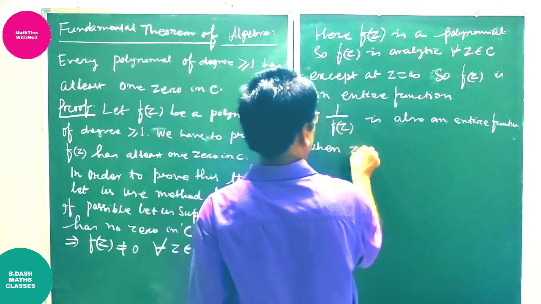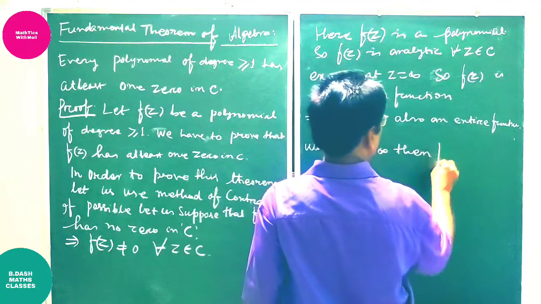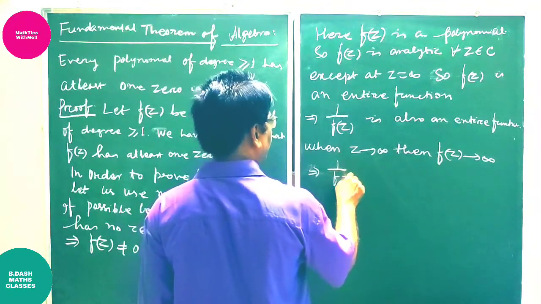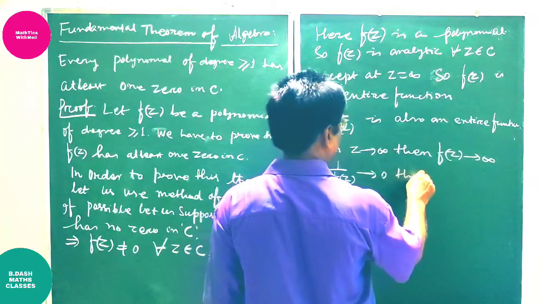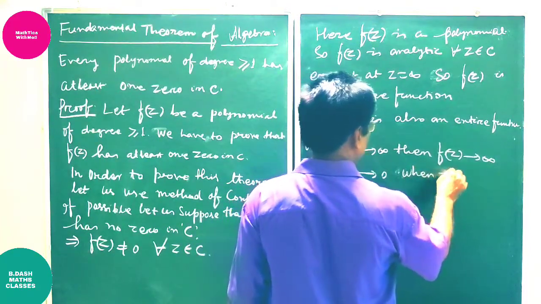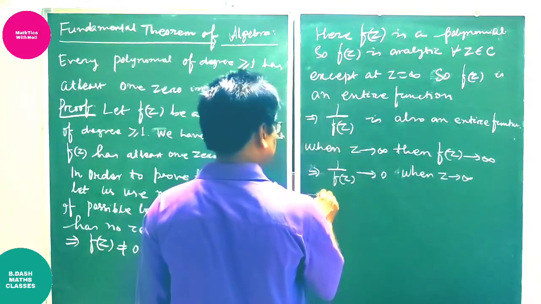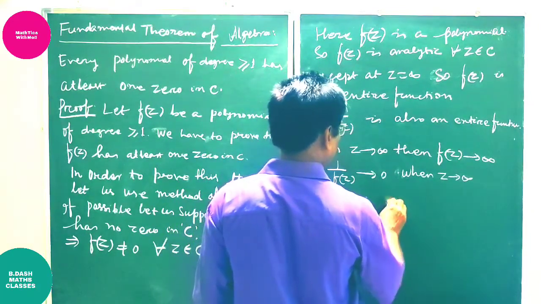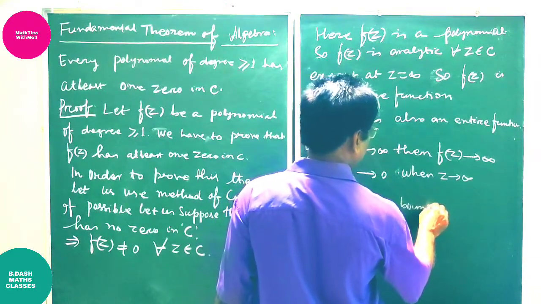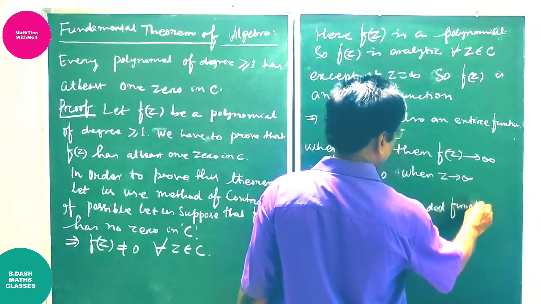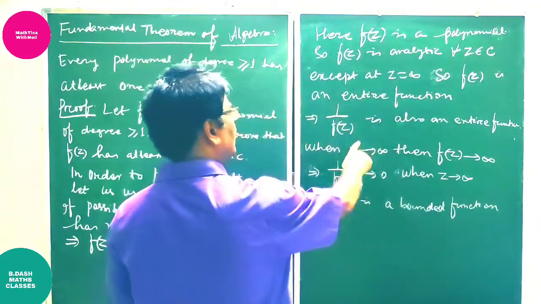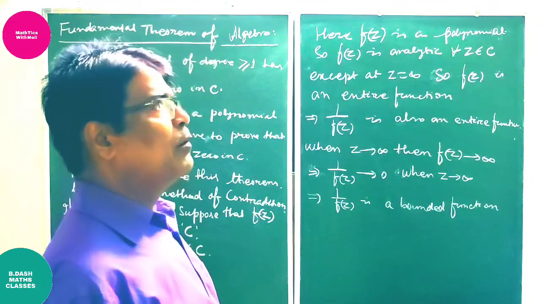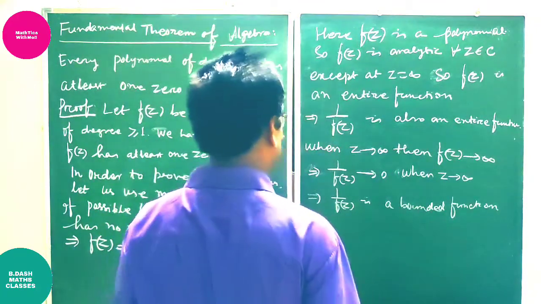When z tends to infinity, then f of z also tends to infinity. 1 by f of z tends to 0 when z tends to infinity. This implies 1 by f of z is a bounded function. Now 1 by f of z is an entire function and also a bounded function. Now by Liouville's theorem, 1 by f of z is a constant.